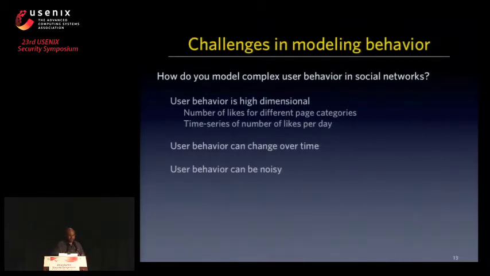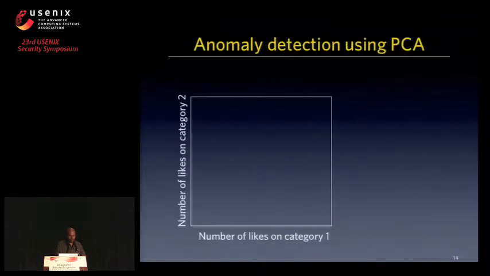This is where a tool like PCA comes in very handy. PCA, or principal component analysis, is a statistical technique to find patterns in high-dimensional data. So we use PCA to do anomaly detection. I'll try to illustrate how this works with a very simple example where we are trying to define user behavior in two dimensions, which is the number of likes over two page categories, category one and category two.